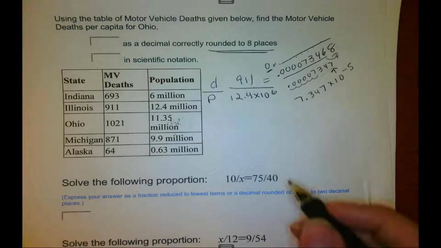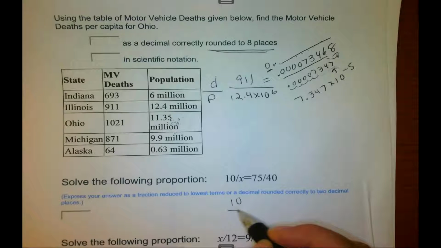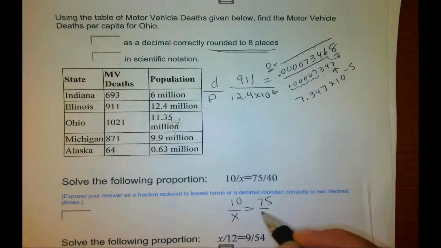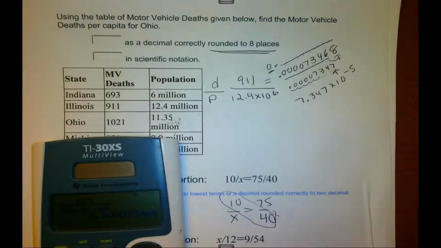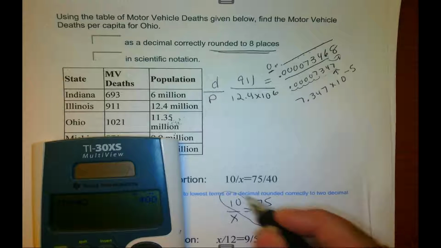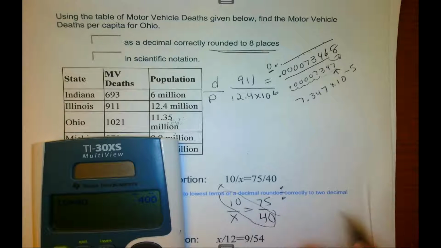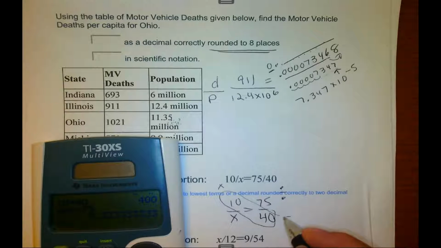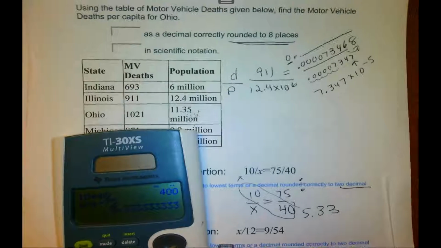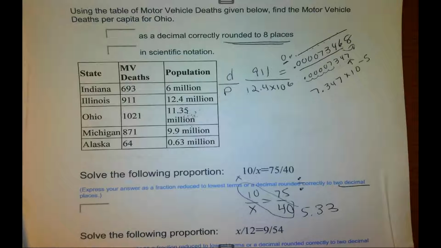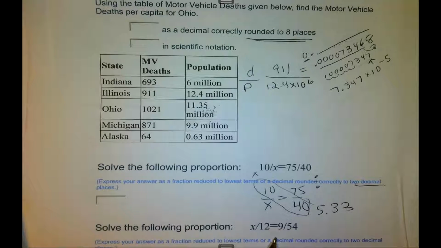On the quiz, these were basic proportions. Multiply the diagonal without a variable. 10 times 40. Divide by the diagonal with the variable. 2 decimal places, so 5.33. Watch the rounding or it will count you wrong. The next one on the quiz is the same thing.